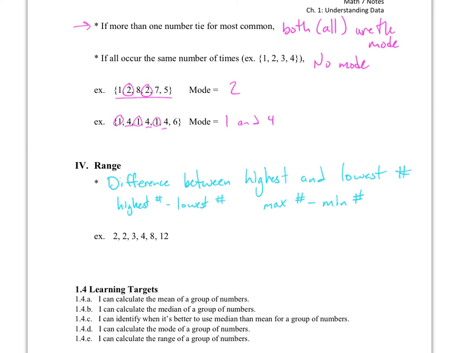So, Ethan, what is our highest number in our example here? 12. 12 is our highest number. What is our lowest number, Alex? 2. Zach, what is 12 minus 2? 10. So my range is 10. So range is pretty easy.